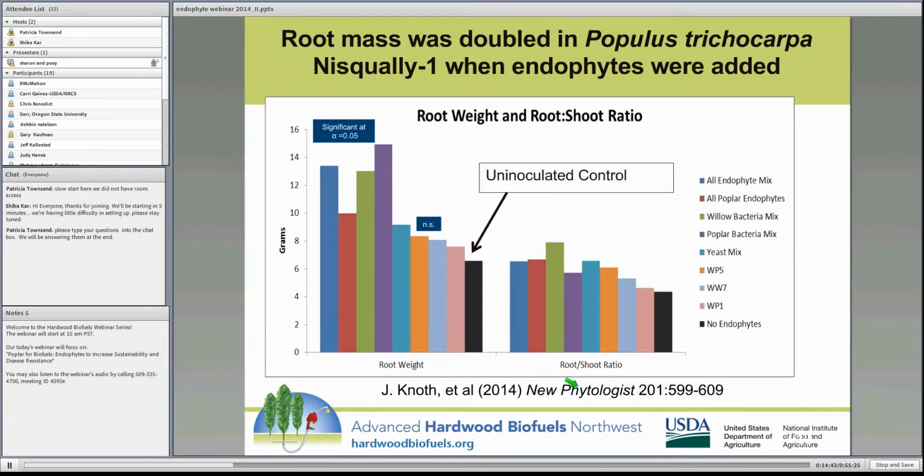In this graph, we're showing Populus trichocarpa, Nisqually 1. This is the clone of poplar that had its genome sequenced. When we do the same sort of experiment here, we're seeing almost a doubling of the root mass of the plant in this greenhouse study. So this is the uninoculated control, an average of the cuttings that were not exposed to the wild endophytes, but they do still have the endophytes that were in the clone itself. So it's adding the wild endophytes that has this pronounced effect on growth.